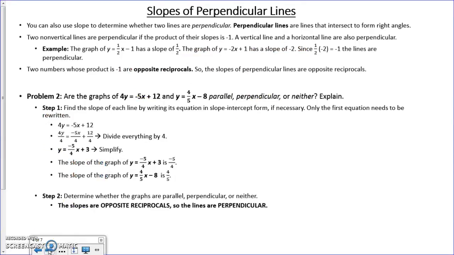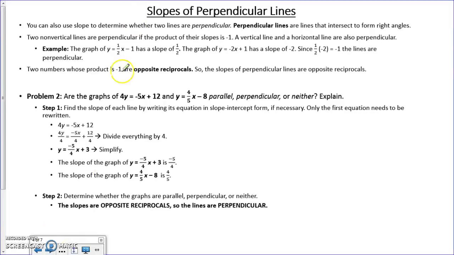Slopes of perpendicular lines. You can also use slope to determine whether two lines are perpendicular. Perpendicular lines are lines that intersect to form right angles. Two non-vertical lines are perpendicular if the product of their slopes is -1. A vertical line and a horizontal line are also perpendicular.